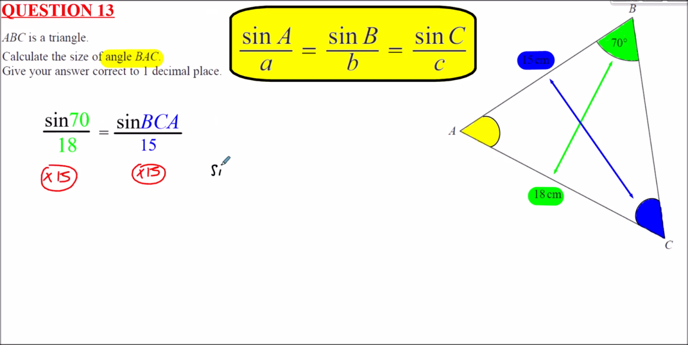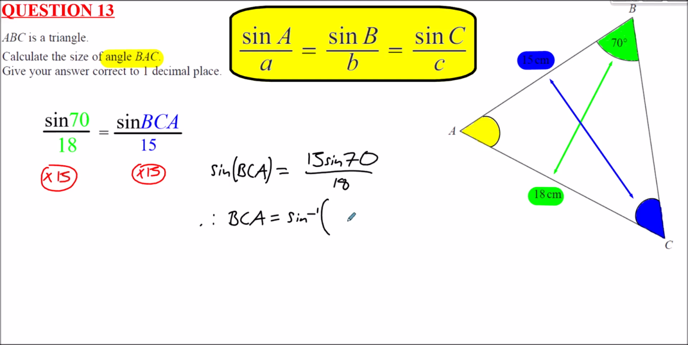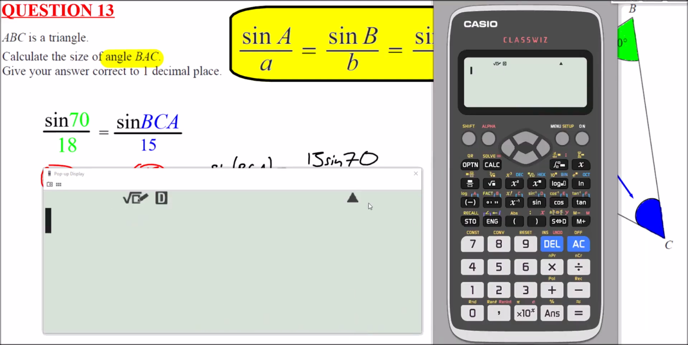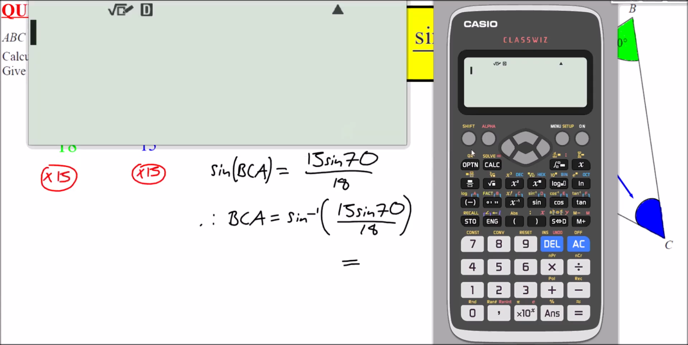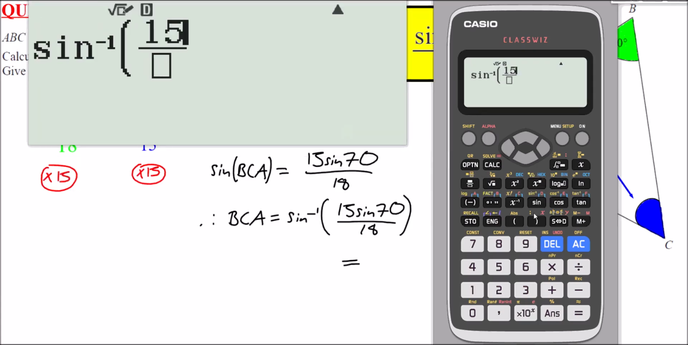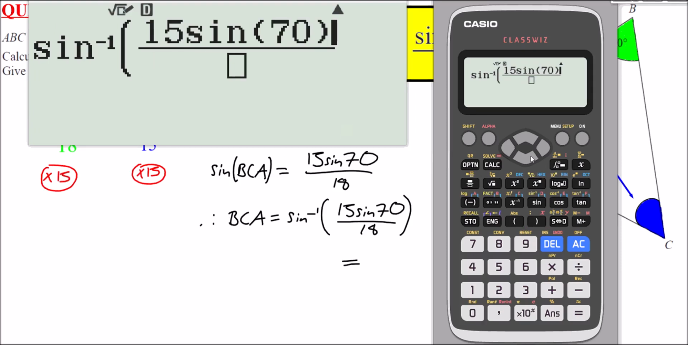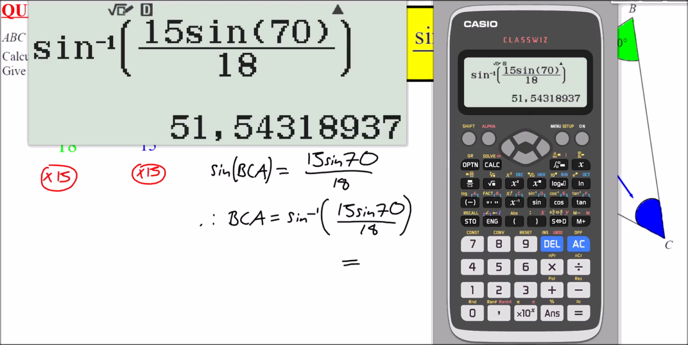I can see that sine of BCA must be 15 sine 70, all divided by 18. So therefore angle BCA will be sine minus 1 of all of that, 15 sine 70 all over 18. So if we calculate this now, shift sine minus 1, 15 sine 70, all over 18, I get 51.543.